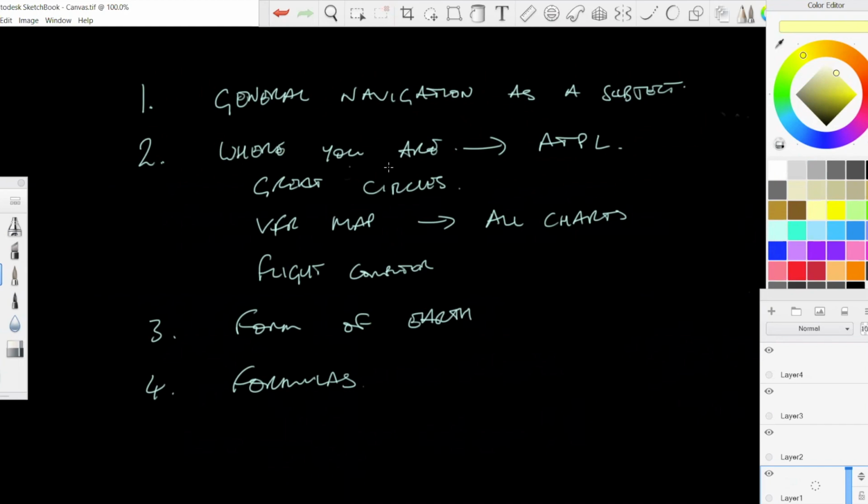Then we'll look at where you are at PPL level. So anyone integrated watching this might be a little behind this, but those doing a modular course, they should be at PPL level navigation, and I accept you've probably forgotten quite a lot of what you learned in the theory, but you probably do know actually how to navigate an aircraft and get to where you were intending to go. And that will encompass things like great circles.